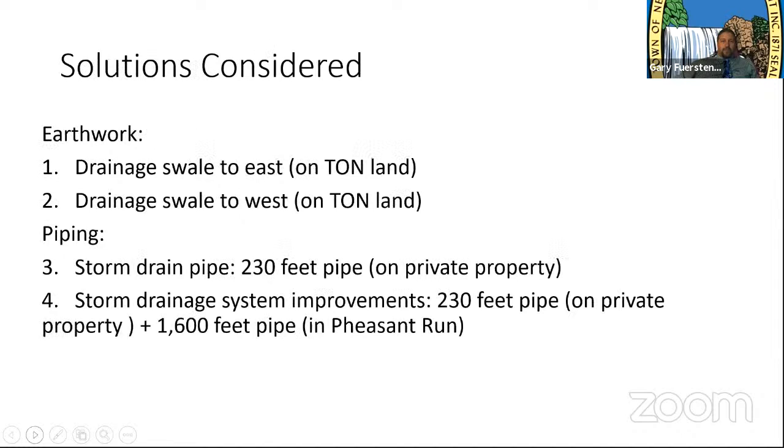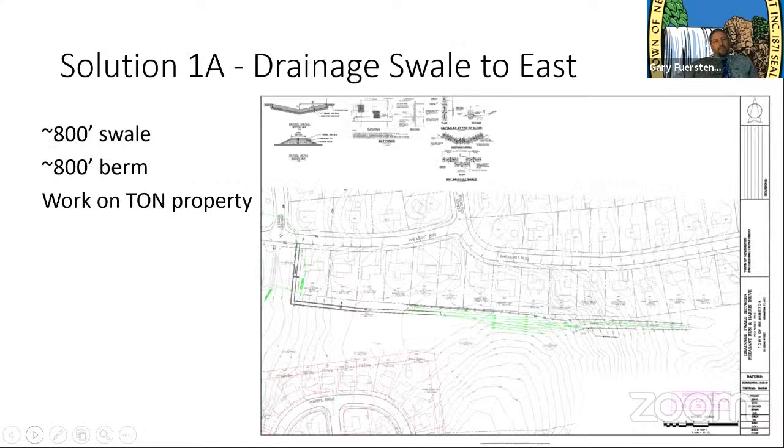Next slide. Like I mentioned, there's four design considerations that we had considered. There's 2 earthwork considerations and 2 piping network considerations. The first consideration is a swale to the east, built on town land. Number 2 is a swale to the west, built on town land. The first piping network is a short pipe, a 230-foot pipe on private property. And item 4 is a vast, extensive drainage system improvement piping network of over 1,600 feet, so over a quarter mile of piping.